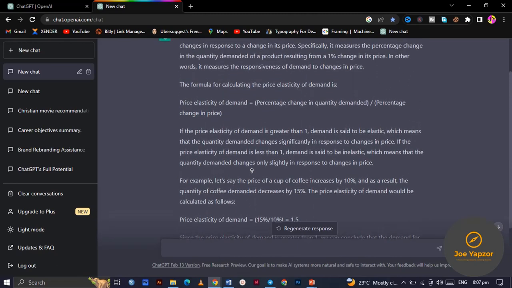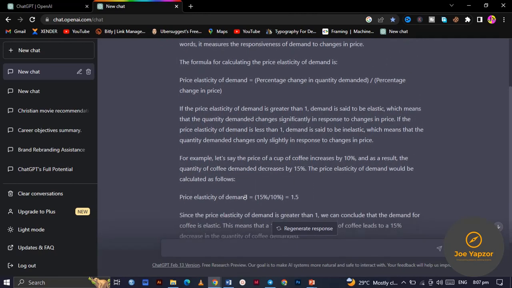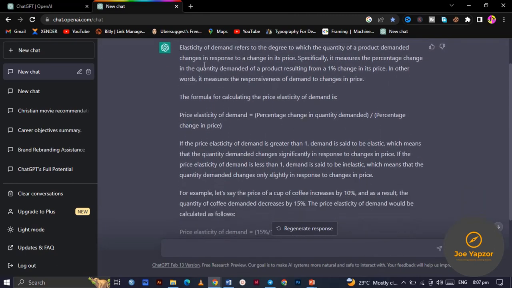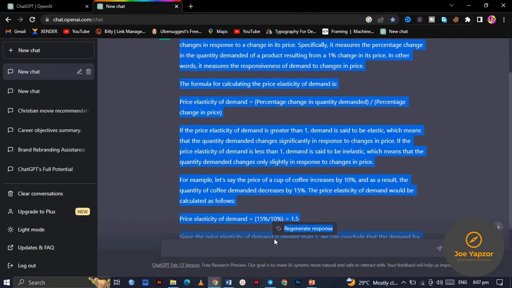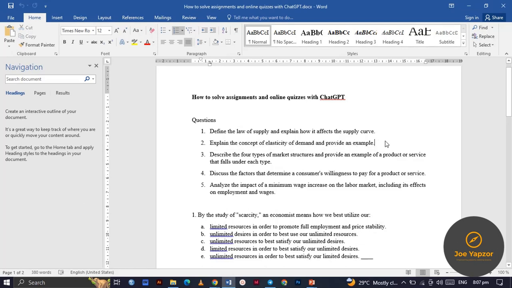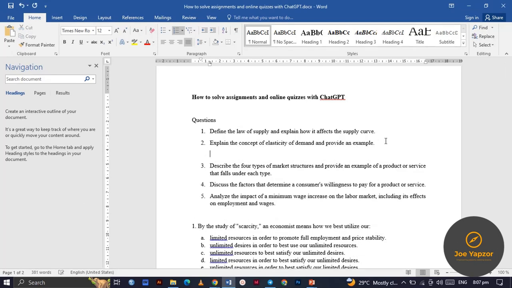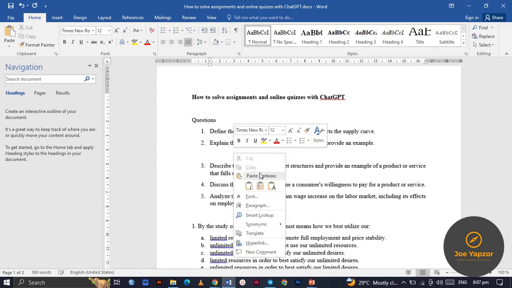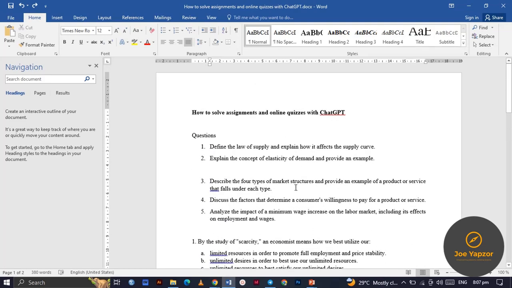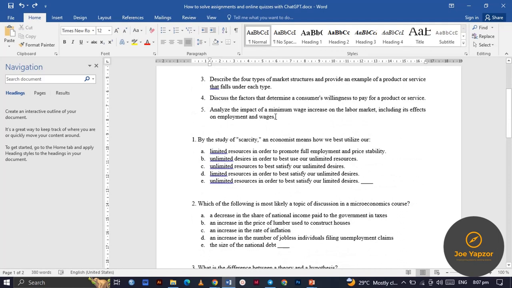This is powerful. In less than some seconds, if you are required to type, you just copy everything that you have here. Click on copy, come to your Microsoft Word, and just paste your answer. Then that's it. I'm not going to paste the answer here, it doesn't matter for me now. So that's one way to do it. Let's go to the next one.